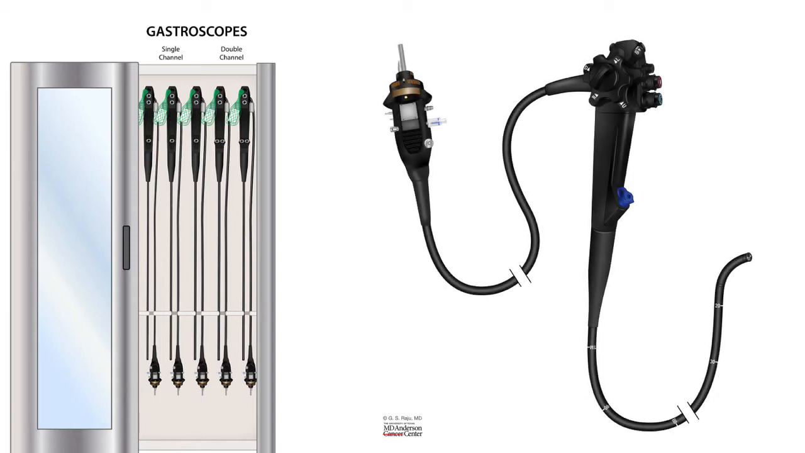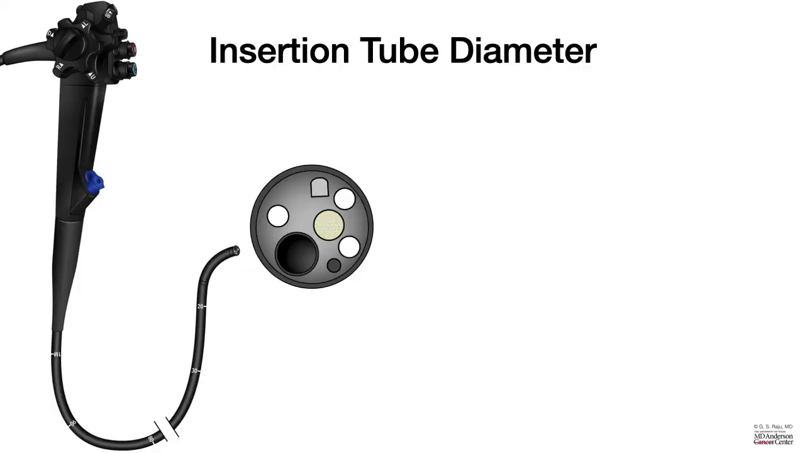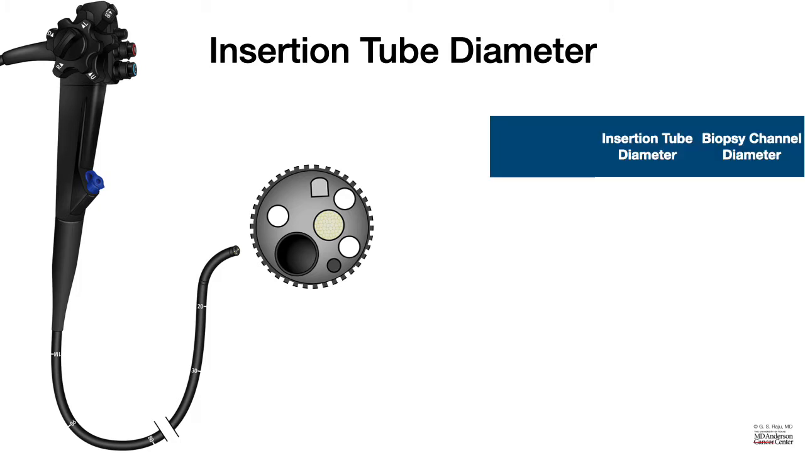All gastroscopes have the same length of insertion tube, but they vary in the insertion tube diameter. The larger the scope, the larger the insertion tube diameter, as well as the biopsy channel. So there are a number of different types of gastroscopes depending upon the insertion tube diameter and biopsy channel diameter.